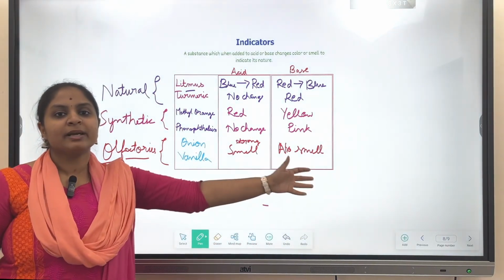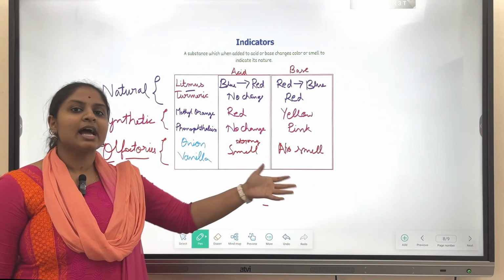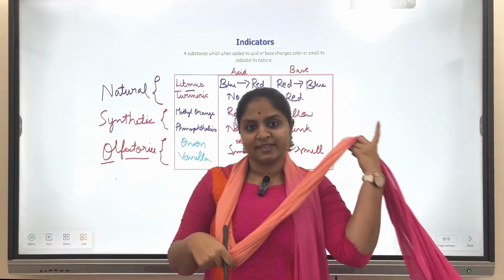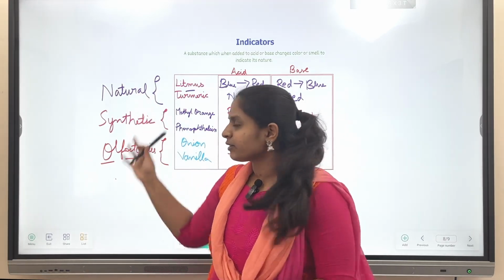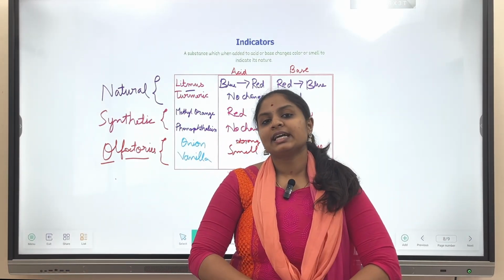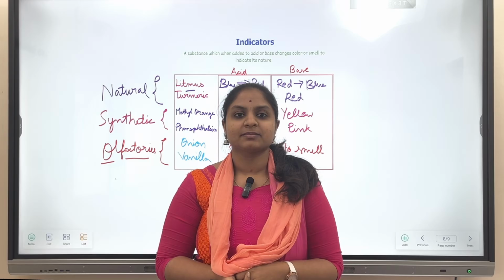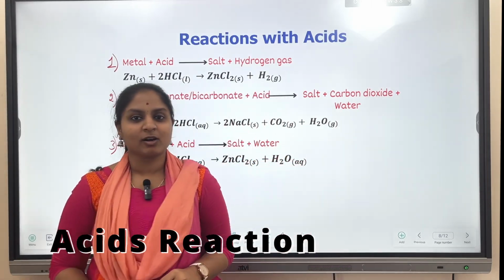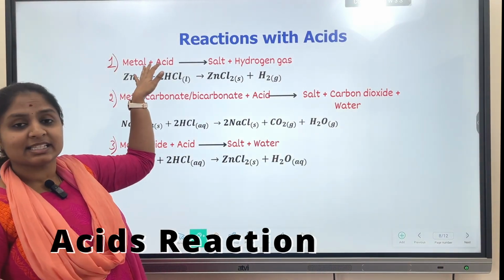So through the smell, we can differentiate it as an acid or base. So here we understood how to differentiate between an acid and base using different indicators. Now let's see some of the reactions. Acids react with three main chemical compounds. Let's take the first one.